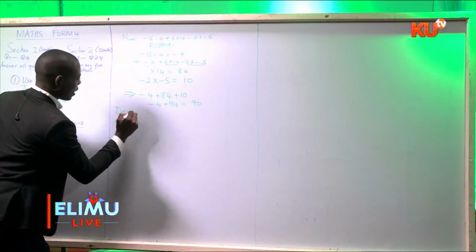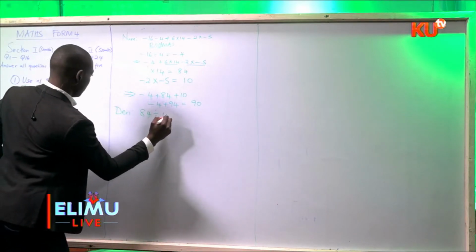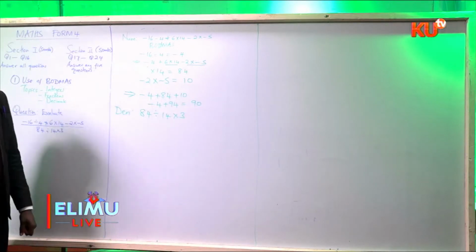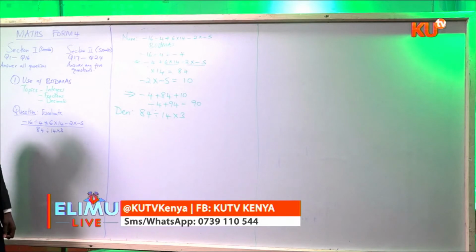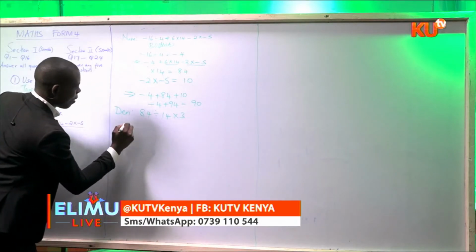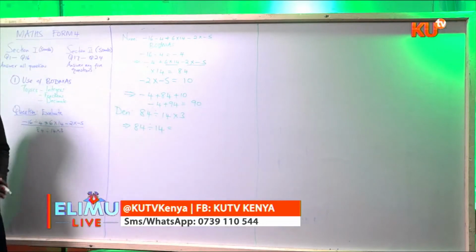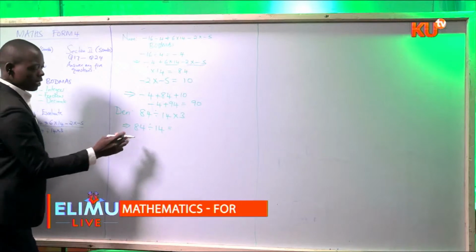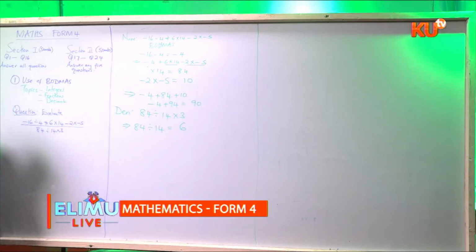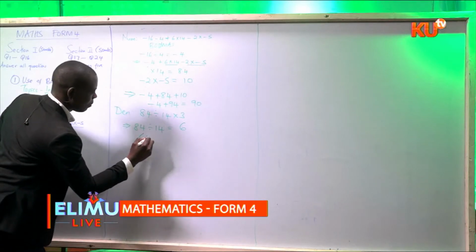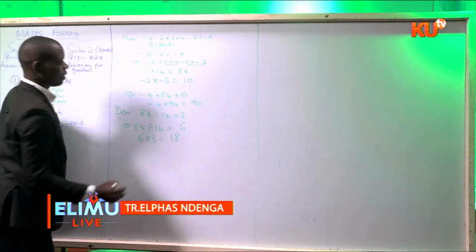Then we extract the denominator as well. Our denominator has 84 divided by 14 times 3. So students, what do you start with? Yes, our first step is to do division, which is 84 divided by 14. What is 84 divided by 14? Yes, 6. And so we will have 6 times 3. What is 6 times 3? 18. Good.